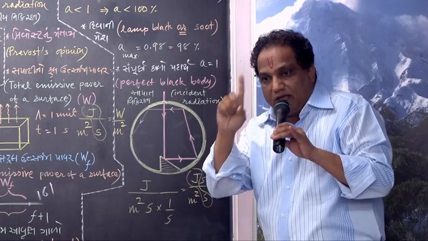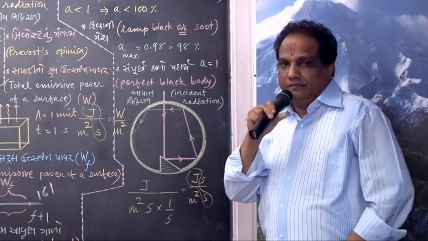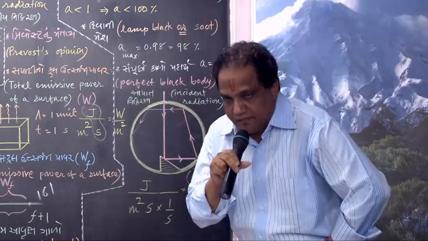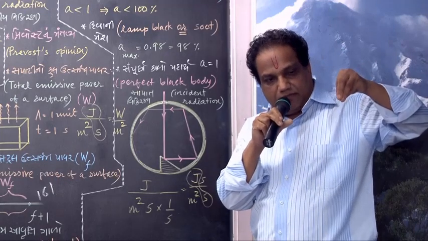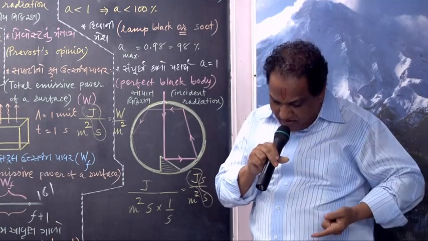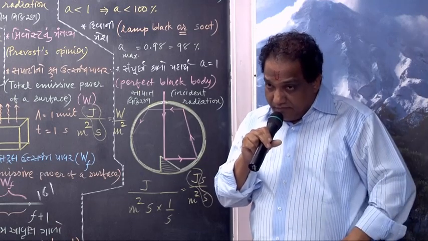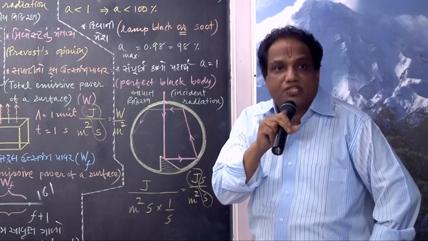Why is it called black? Look, it is called black because if you try to see it using reflected light, then you will not see it. You cannot see it.